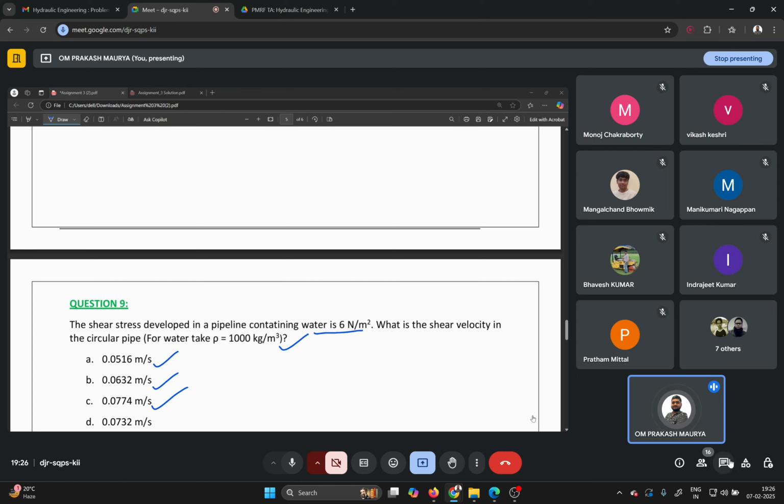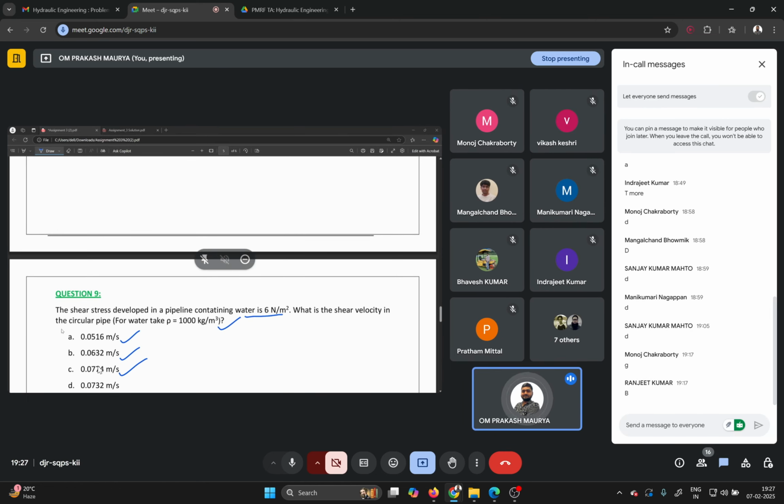Hope everyone got the previous question. So now you need to solve question number 9. Everyone please try for question number 9.